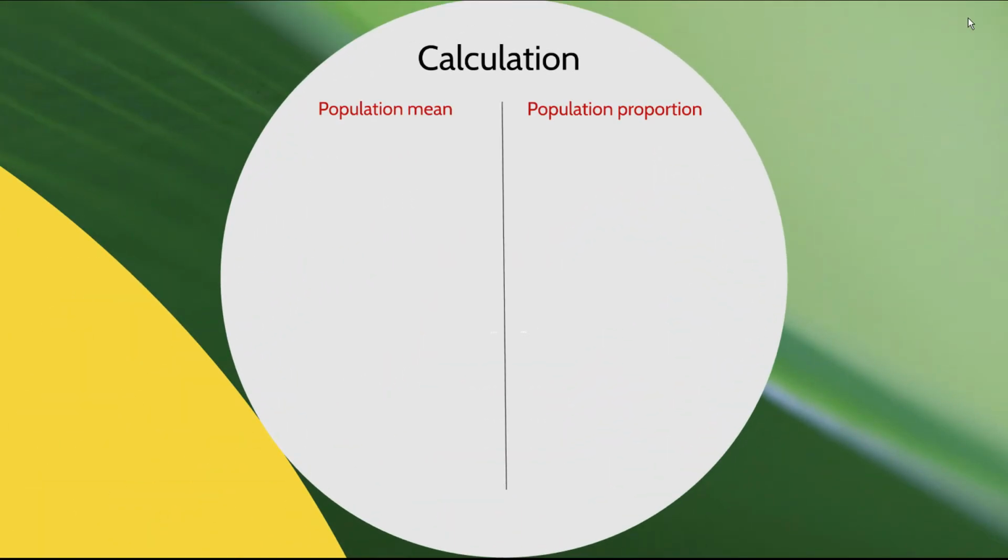So as I said before, we were looking at two different confidence intervals. One where we're doing a confidence interval for the population mean, and another where we're doing it for a population proportion. Now they're just different types of data that's going to give us either a mean or a proportion.